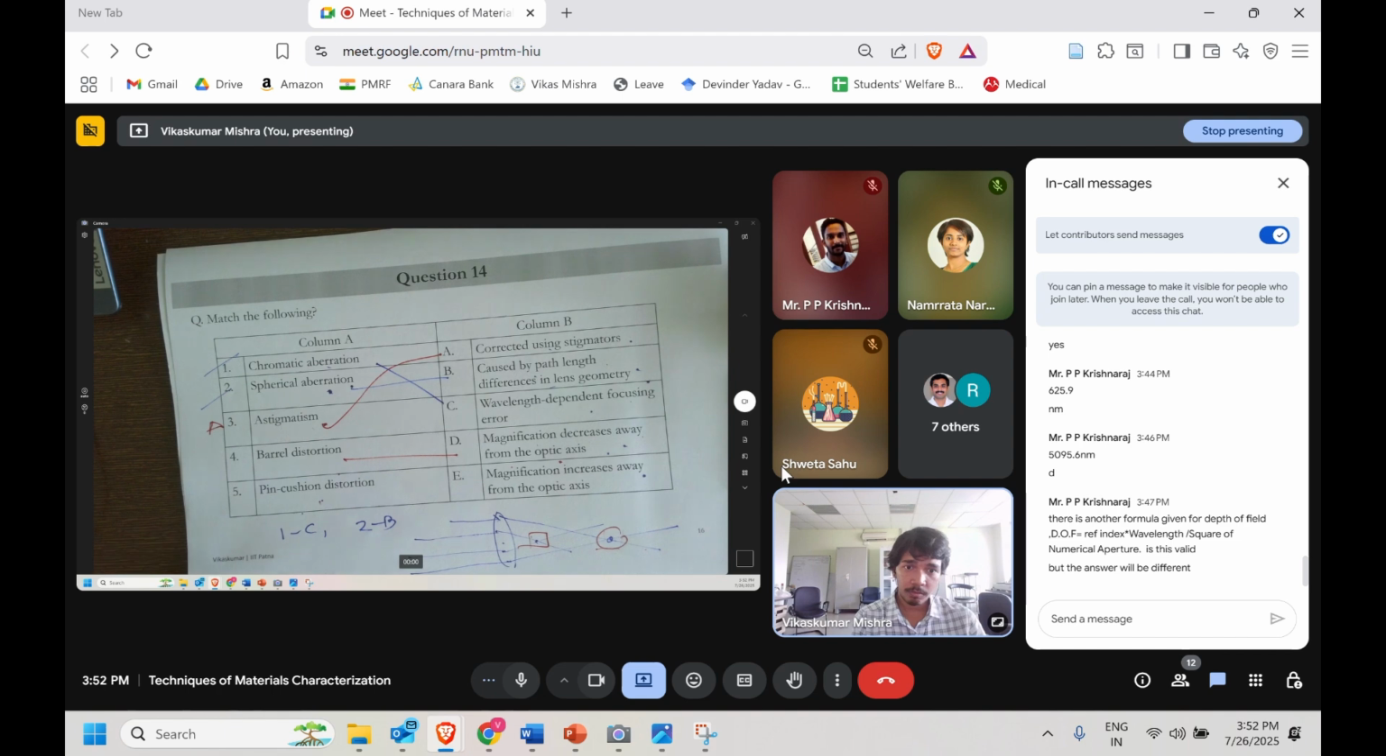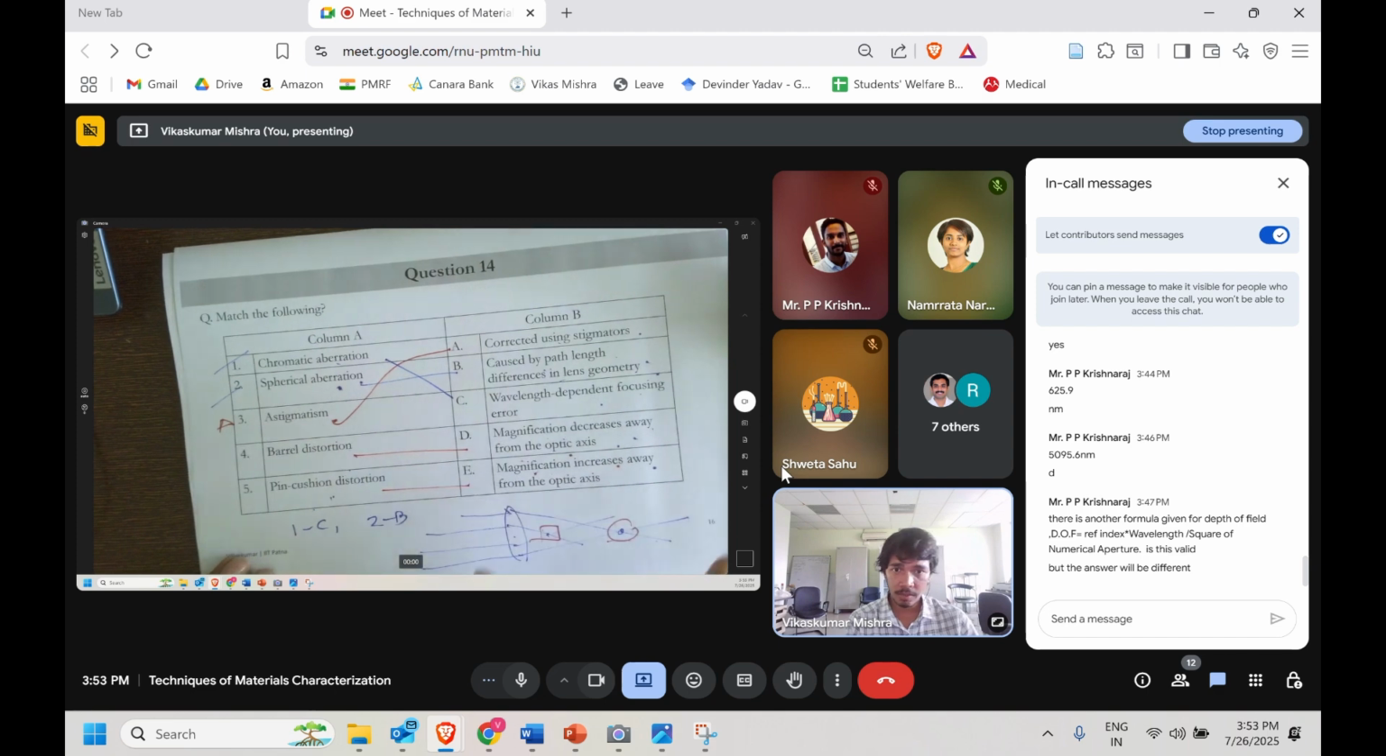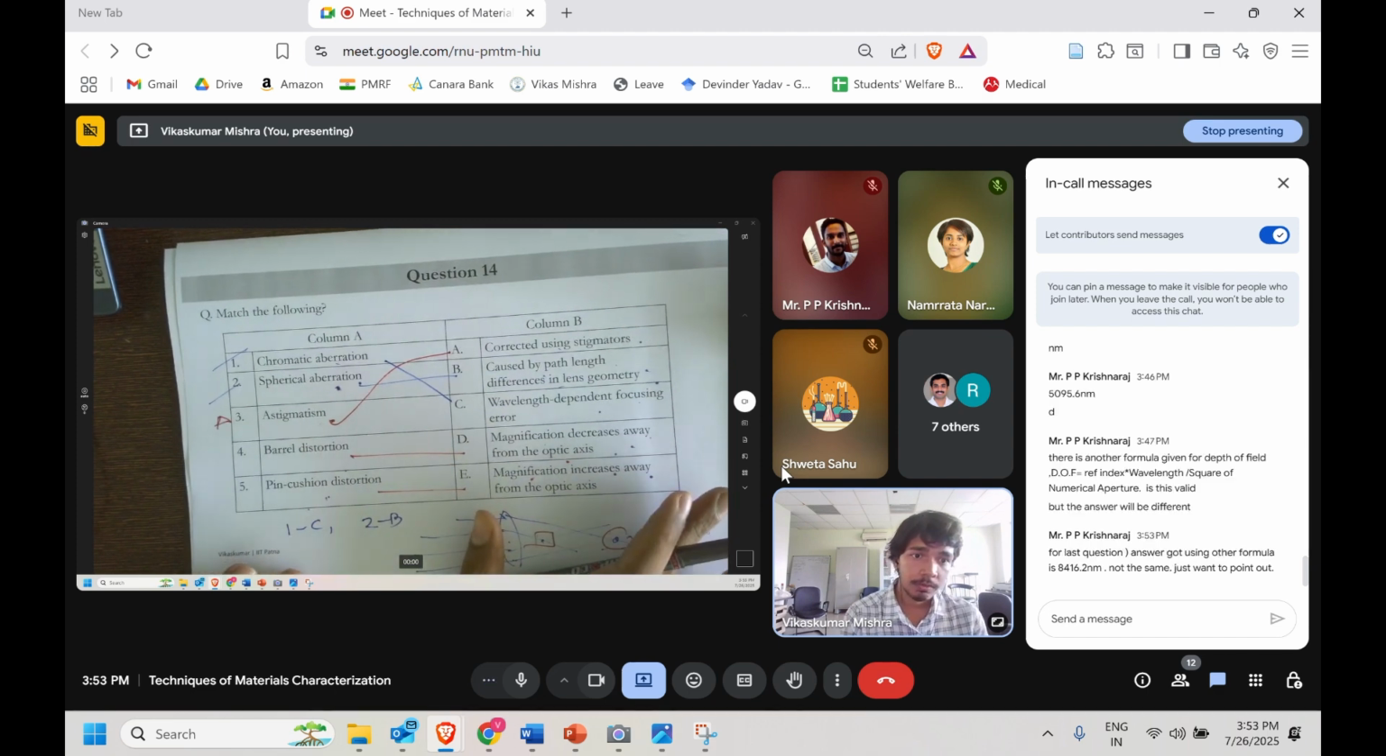Cushioning effect is the opposite of this. So the right answer here will be option E. That is, the magnification will increase if we are going away from the axis, and it will decrease near the optical axis. So with that, we have solved this question number 40. If any doubt, please let me know.